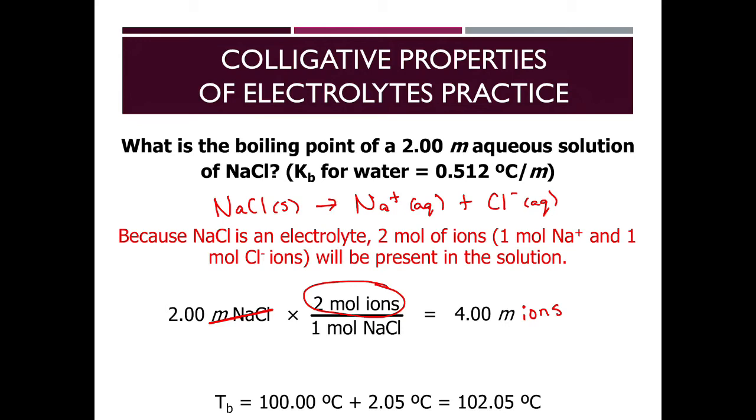And then we can calculate our change in temperature using that value as our molality. We'll do 4 times 0.512, and that gets us our change in temperature there. Then we can add it and do all of the steps that we've been doing before. But again, this is the new step, right? For ionic compounds, you need to think about how many pieces it breaks into, and multiply that by the molality if it's been given already.